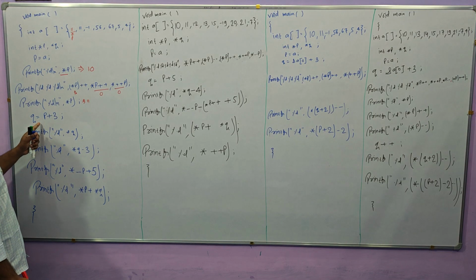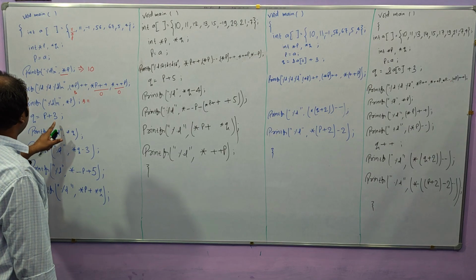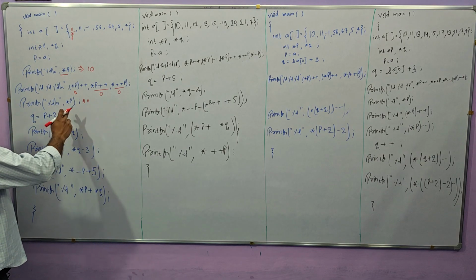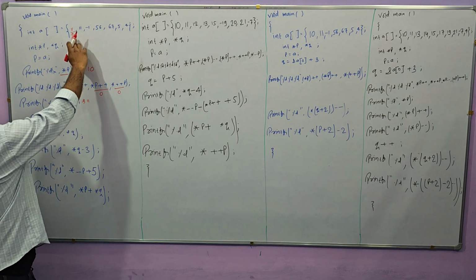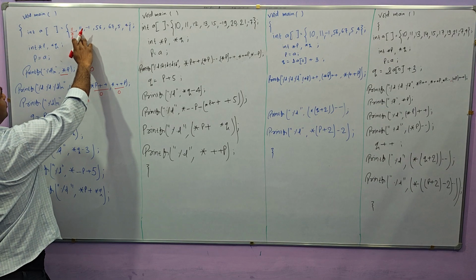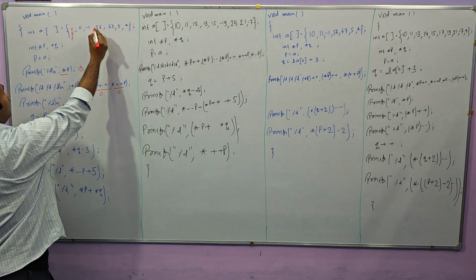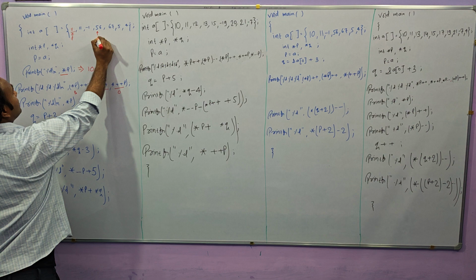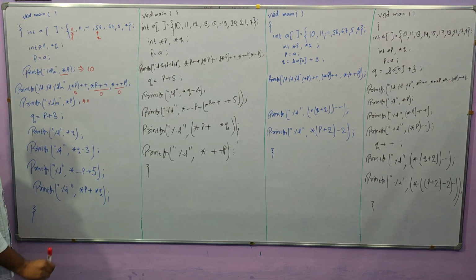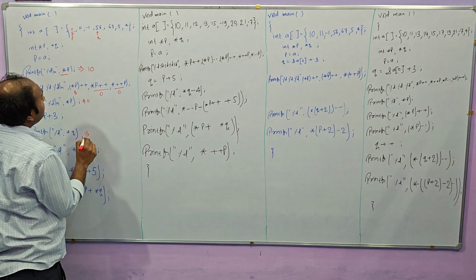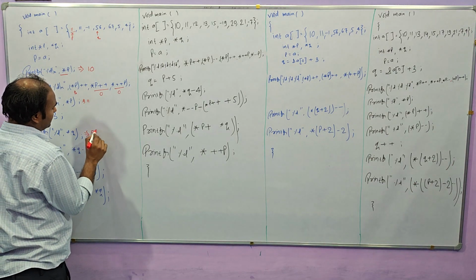Now pointer q becomes p plus 3. Then p plus 3 means we need to move 3 units: 1, 2, 3. So now q points to 56, and printf of *q gives 56.